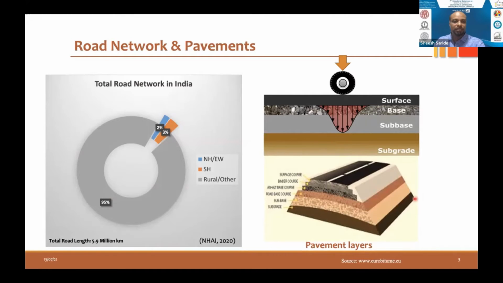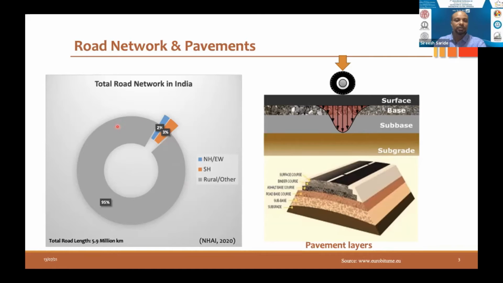This pie chart shows how the distribution happens in India, like national highways versus state highways and expressways versus rural and other roads. The point to be noted is that 95% of our roads are other roads, which can carry a lot of traffic, more than 500 commercial vehicles per day. And the national highways carry almost 1,500 to 2,000 commercial vehicles per day.